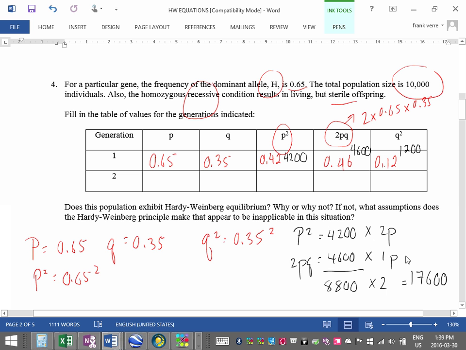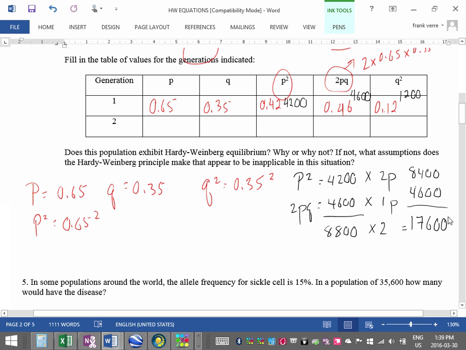So how many of those are P alleles? Well, this is 8,400, and this is another 4,600. So that would be what proportion for P? What's the frequency for P? So 8,400 and 4,600 is 13,000. So 13,000 out of 17,600. What is that as a percentage? Or a frequency? You can do this as a frequency.